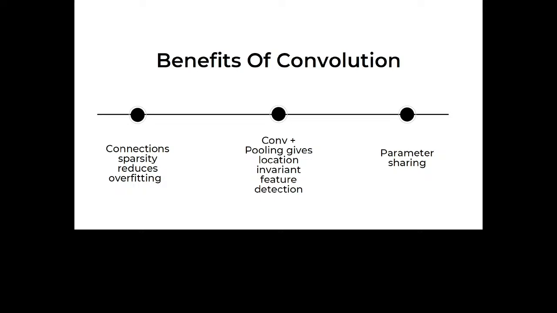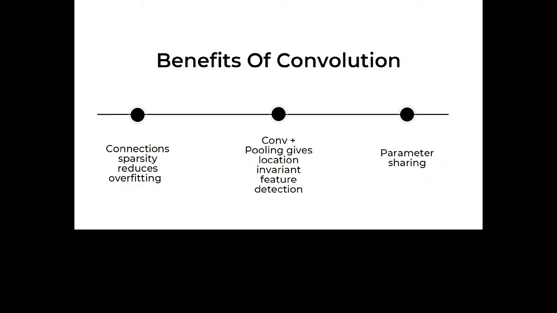The first benefit is that connection sparsity reduces overfitting. What this means is that it is not going to connect each and every node in the neural network to every other node. So it is reducing overfitting by not connecting every node to the others. That is the benefit of the convolution operation.